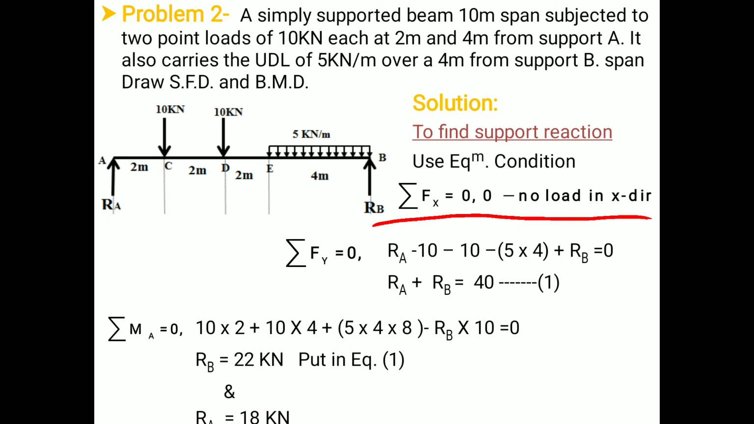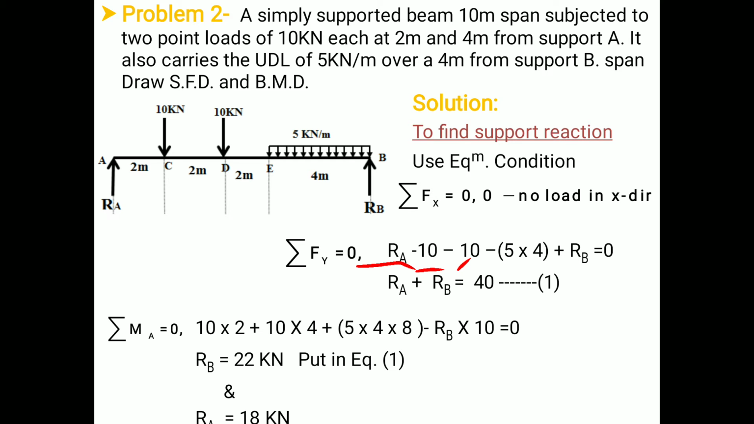Next equilibrium equation is summation of Fy equal to 0. So we have to sum all the vertical forces and equate it to 0. Therefore Ra, which is acting in upward direction, is considered positive. Minus 10 because it is acting in downward direction. Again minus 10 which is acting in downward direction. Minus 5 into 4.